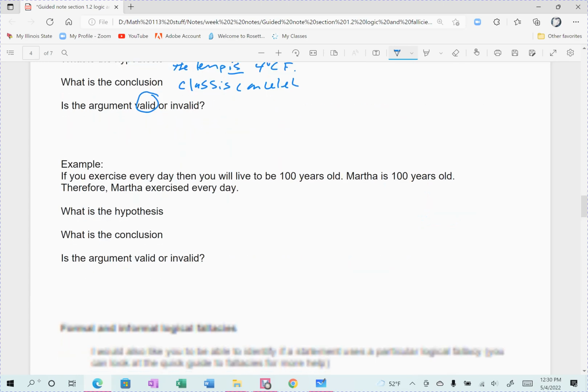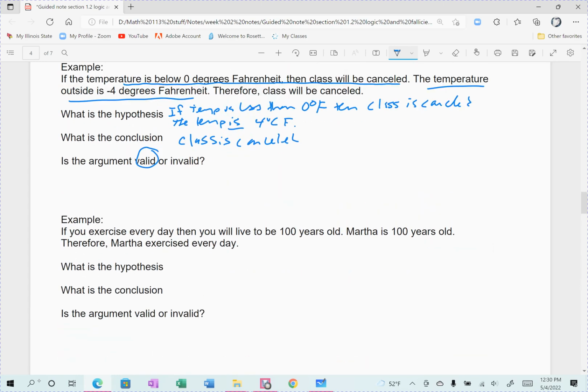All right, the second example of this. If you exercise every day, then you will live to be 100 years old. Martha is 100 years old, therefore Martha exercised every day. Again, there are two hypotheses. If you exercise daily, you live to 100 years. That's premise one, the first part of the hypotheses. Martha is 100 years old.